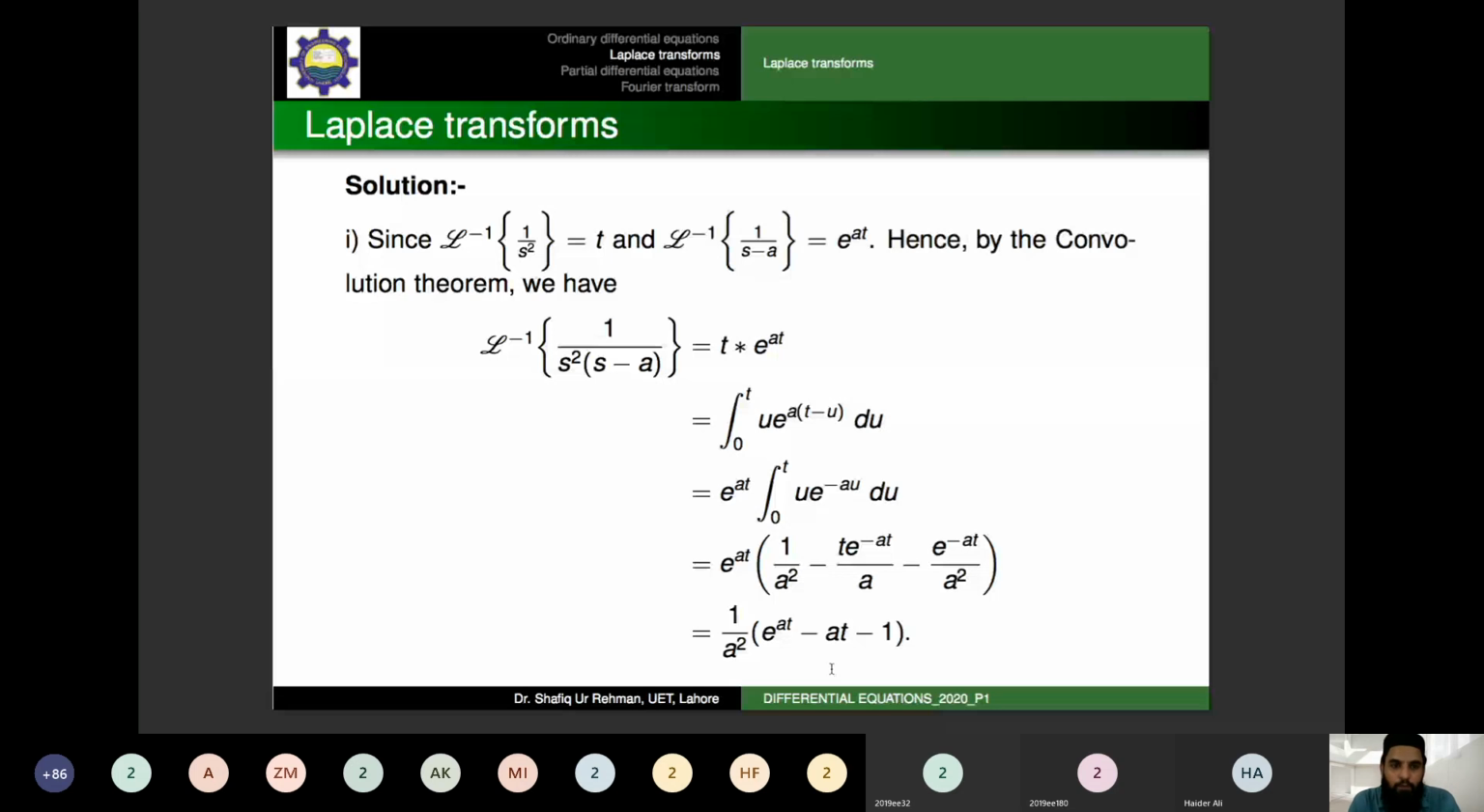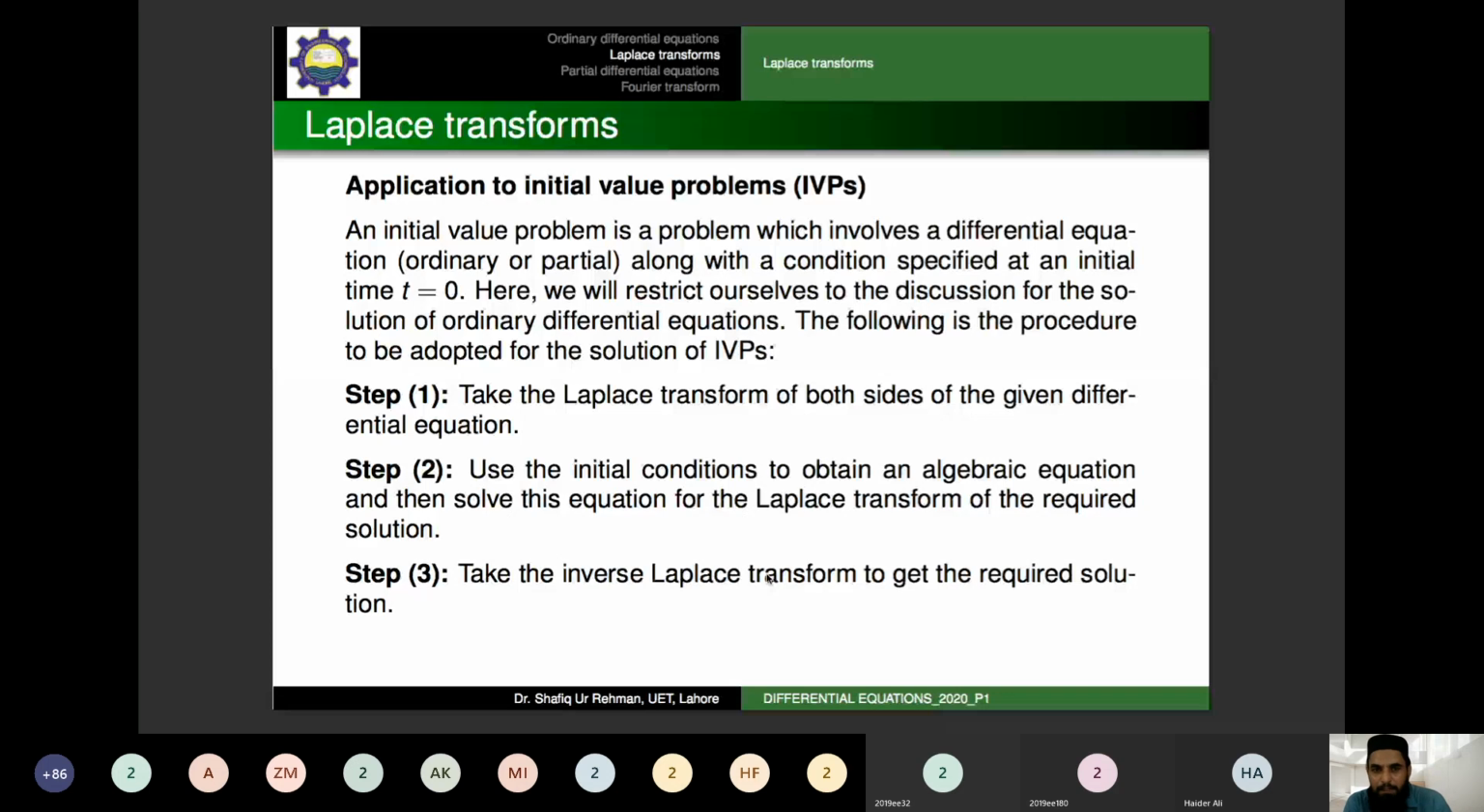All right, finally, we look into the application: application of Laplace transform to initial value problems. We know what an initial value problem is: a problem together with initial conditions. There might be a single condition. If there is only one condition, regardless of the value of t, the independent variable, it is going to be an initial condition.